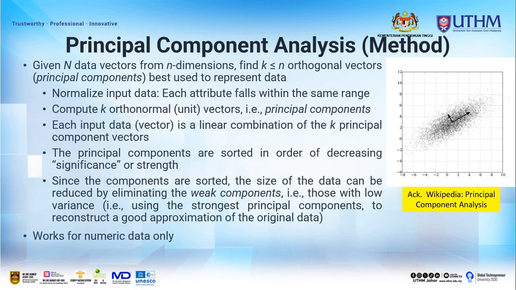And then sort the principal components. The principal components are sorted in order of decreasing significance or strength, based on the amount of variance they explain. These are the general steps for PCA. And remember, PCA works for numerical data only.